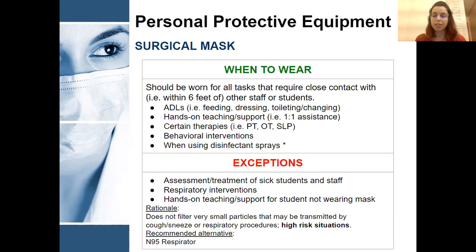This is an update from our previous training. You are going to want to use a surgical mask when using disinfectant sprays simply because that backsplash can cause respiratory irritation, and we did want to avoid that in our staff.